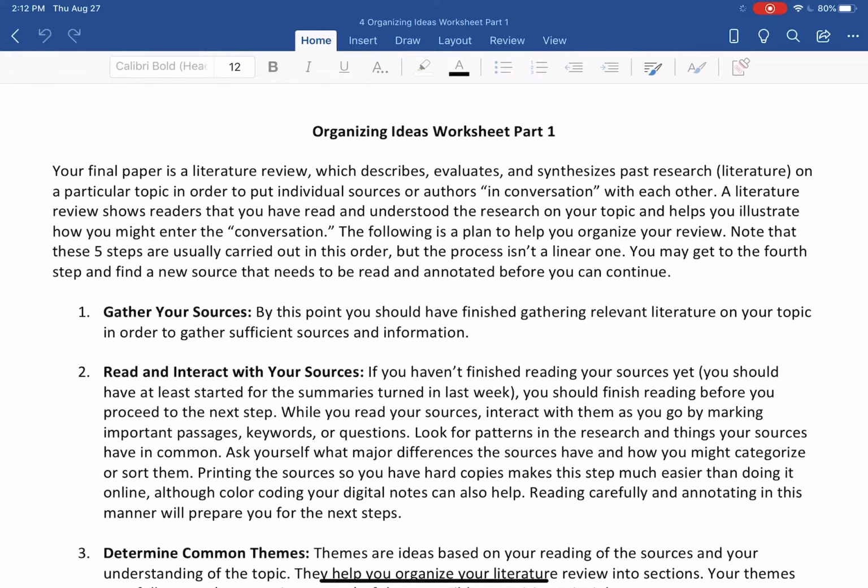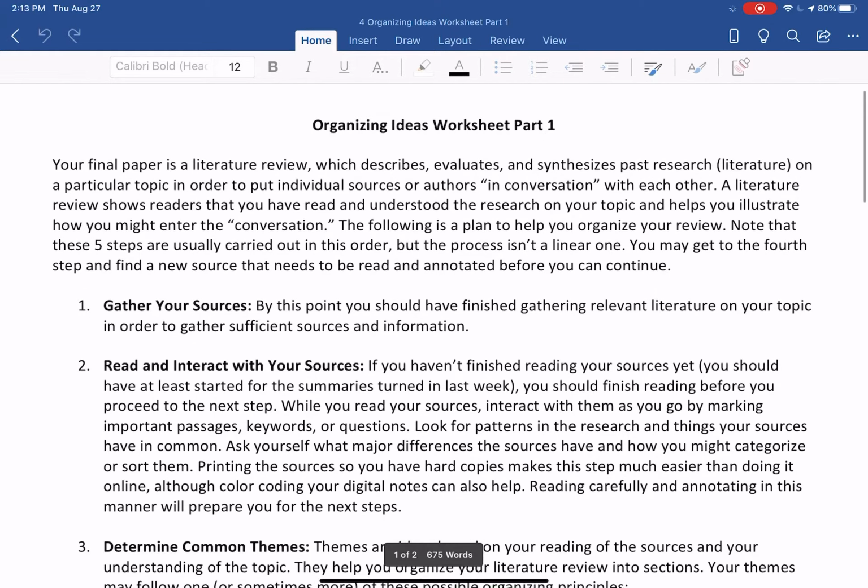Now, the steps are generally carried out in this order, but the process isn't a linear one. So it's okay if you start reading articles and realize you need to revise your thesis, or you're missing information on a certain topic and you need to go back and look for more information. That's what I would expect to happen. So please continue to look for sources. Feel free to go back to EBSCO and start that process again, or to throw out articles if you decide they're not relevant. So the first step is gathering your sources.